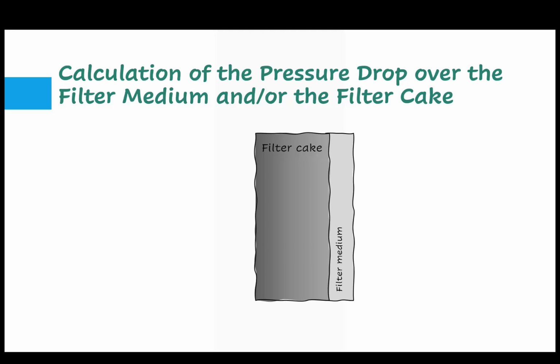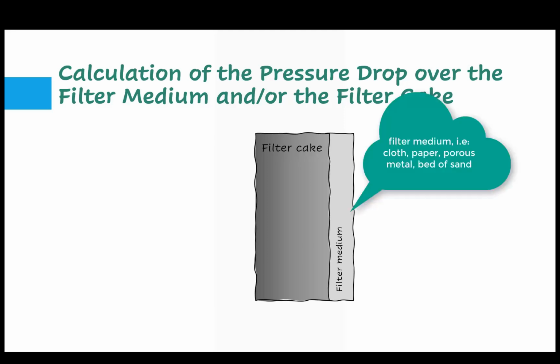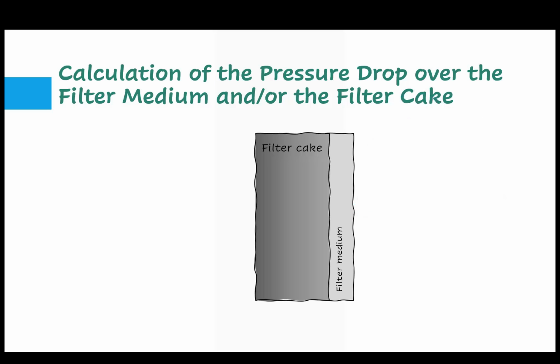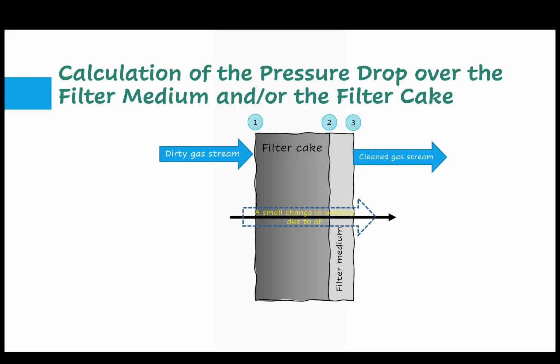The filter medium can be a piece of cloth, paper, porous metal, or a bed of sand. So particles that cannot pass through this filter medium will accumulate from time to time and form a filter cake. The clean gas free from solids will flow through both the cake and the filter medium. Thus the filter cake will also act as a filter and be involved in the filtration process.